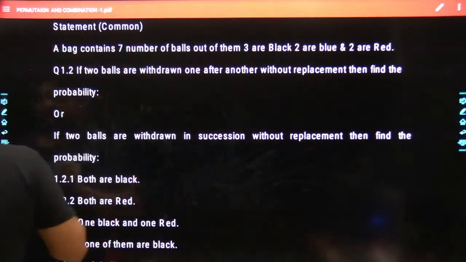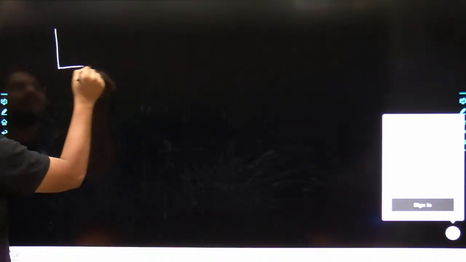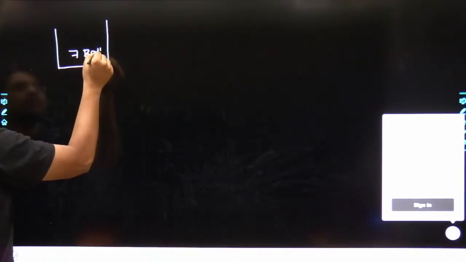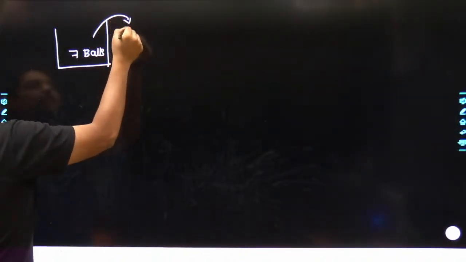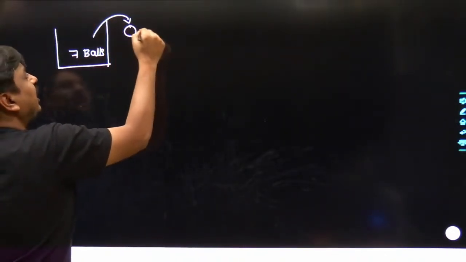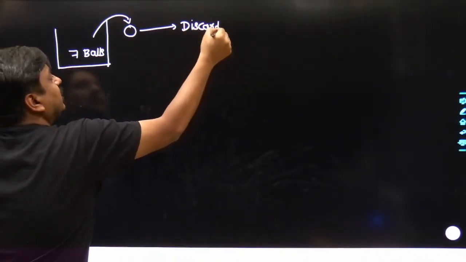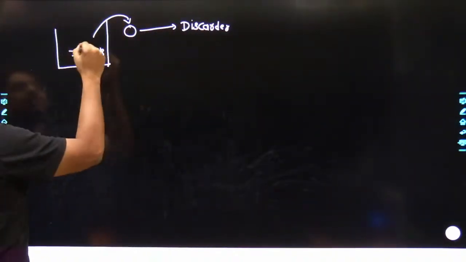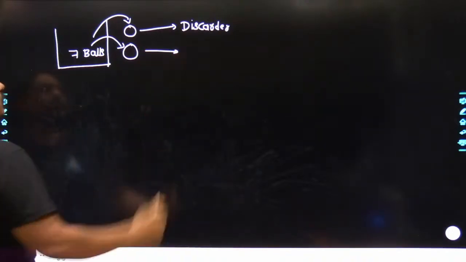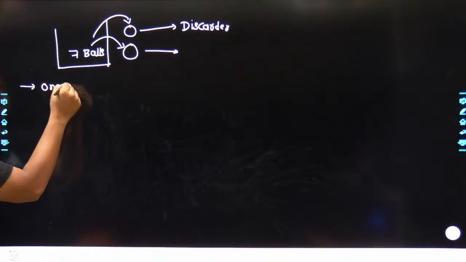For better understanding, let me go over the digital board once. The 7 balls you had, you are going to withdraw 1 ball and you are not keeping it back. You have just observed its color and then you have discarded it. And again you put your hand inside and again withdraw another ball. So this is the problem, one after another.